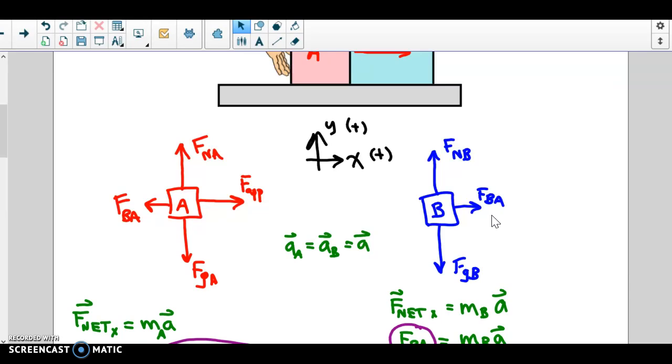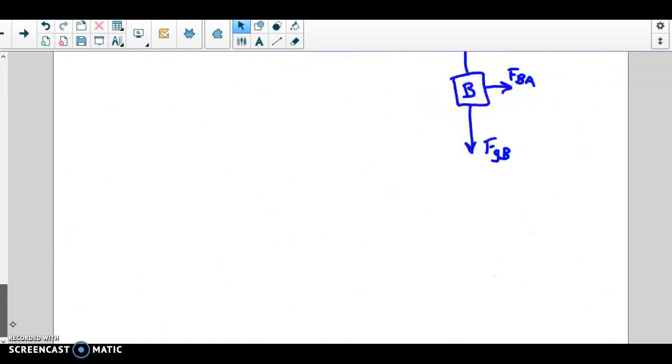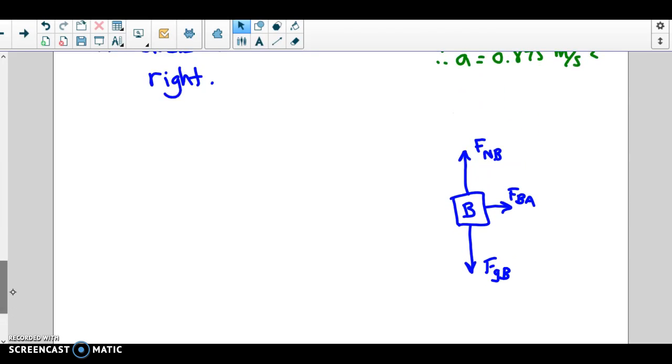I'm going to choose the easier one to solve. I'm going to choose block B because it only has one force in the x direction. Ultimately, it does not matter, but I'm going to solve the one that's easier. Here's my coordinate system again, x and y directions.